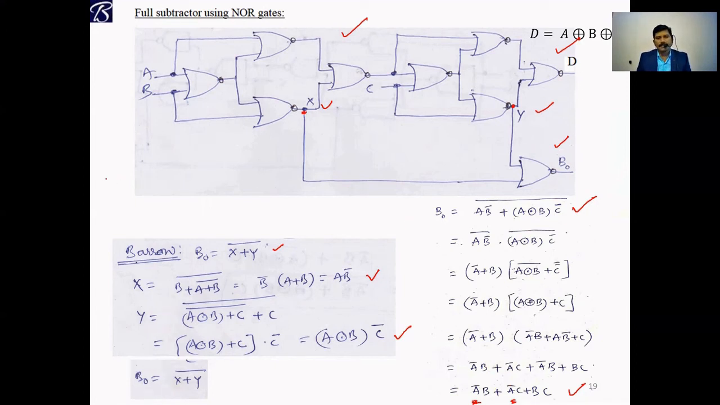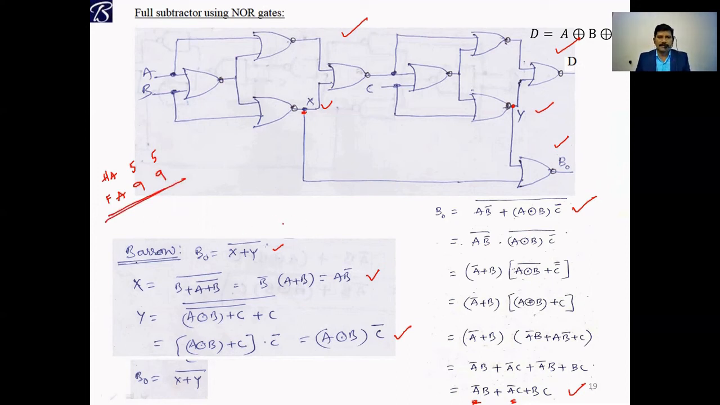So the conclusion here is, to implement a half adder, it is 5 NAND gates, 5 NOR gates, and for a full adder, 9 NAND gates are required. If you consider NOR gates, it is also 9. This point we need to remember.